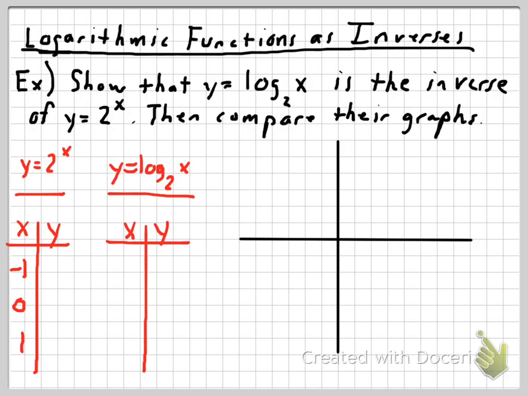We can say then that 2 to the negative first power is 1/2. 2 to the 0 power is 1. And then 2 to the first power is 2. And so this graph looks like you would expect it to look like. Let's go ahead and plot those points, and then draw our exponential graph's curve.